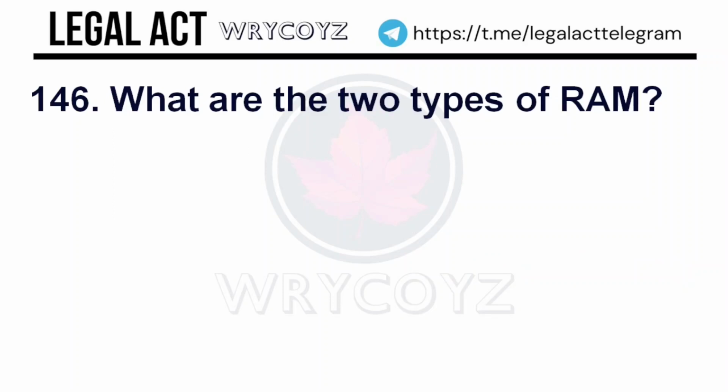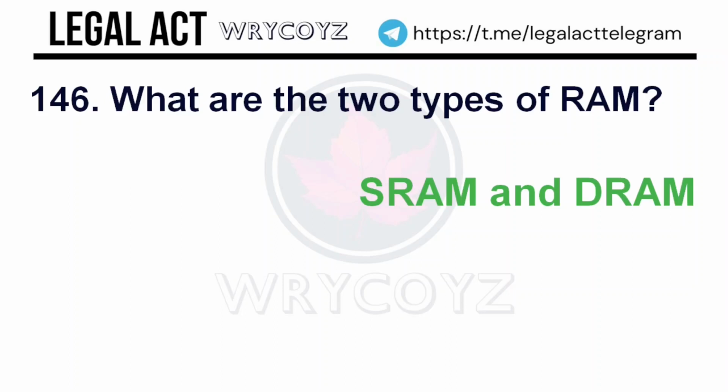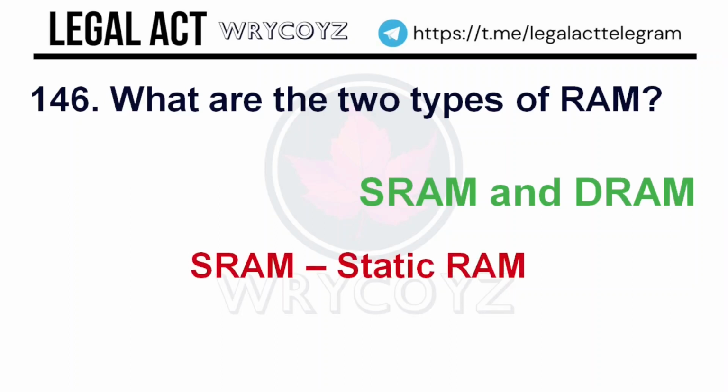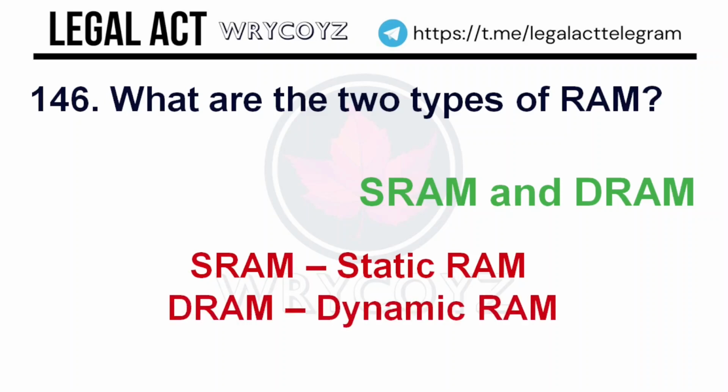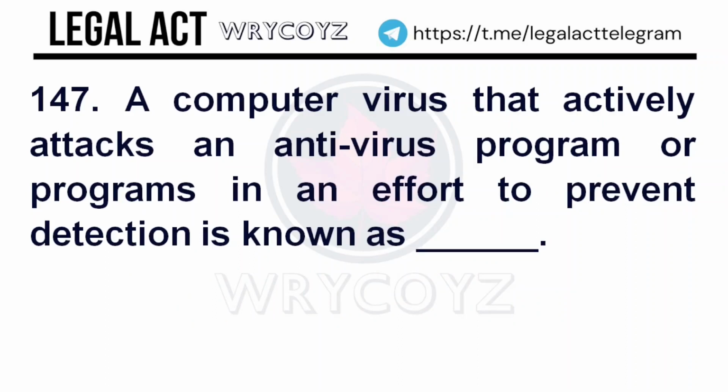146. What are the two types of RAM? The answer is SRAM and DRAM. SRAM is static RAM and DRAM is dynamic RAM. 147. A computer virus that actively attacks an antivirus program or programs in an effort to prevent detection is known as dash. The answer is retrovirus.